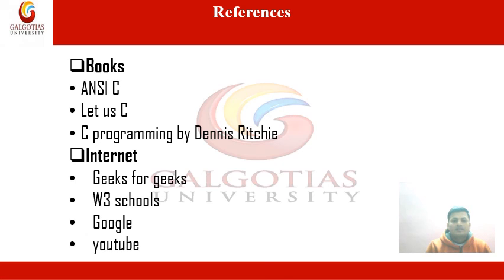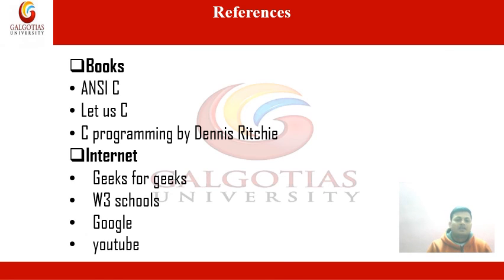And next is C programming by Dennis Ritchie. Okay, this book has been written by Dennis Ritchie, the father of C programming. Obviously this is the best book for the C programming language, because it is written by the developer of C. But first of all, you must study Let Us C. If you study Let Us C, it will be very easy for you to understand ANSI C as well as C programming by Dennis Ritchie. It will be very easy for you.